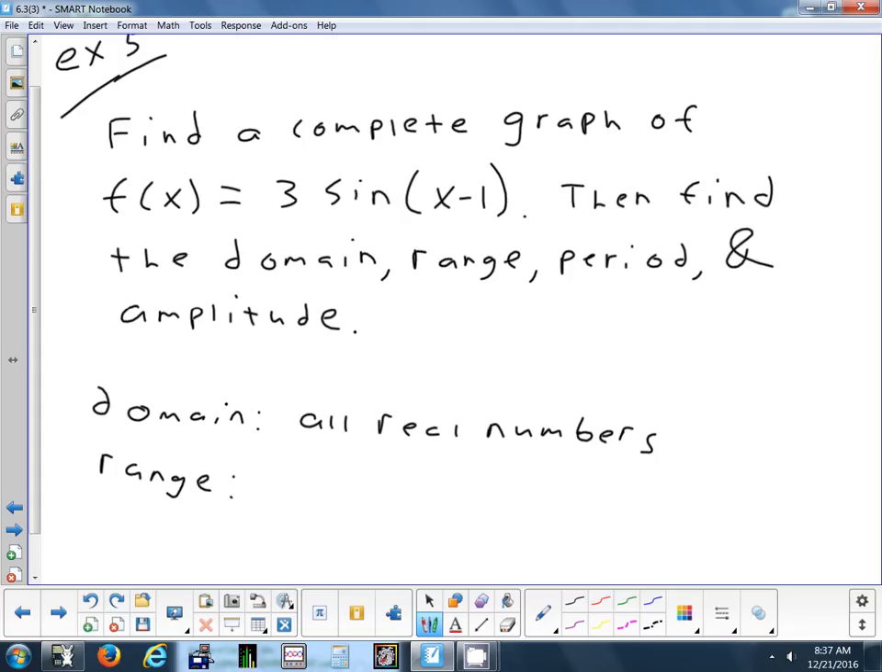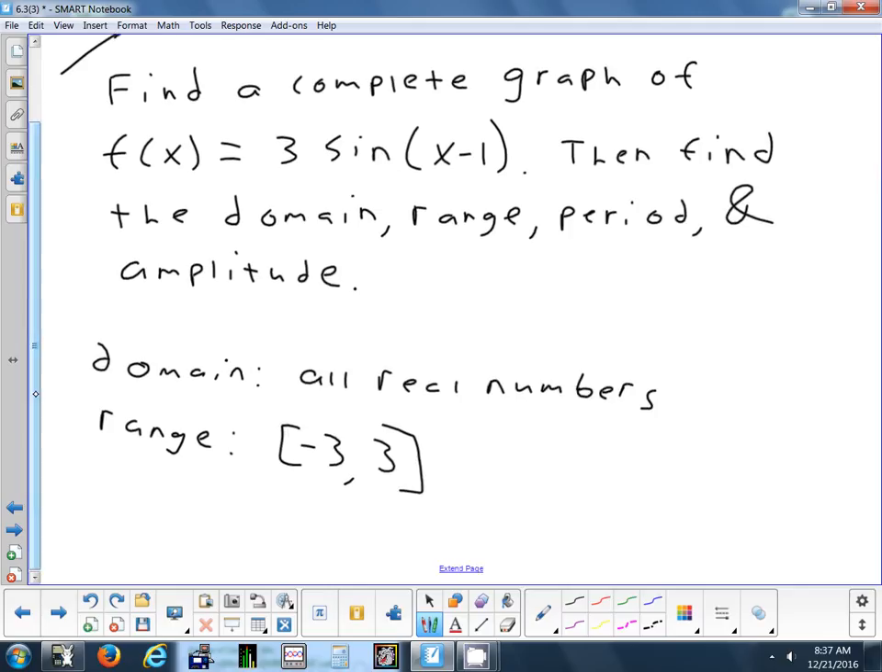What's the range? How about Francisco? Do you think you got the range? Yeah, it's negative 3 to 3. And it is important you put the brackets because it does reach those numbers.